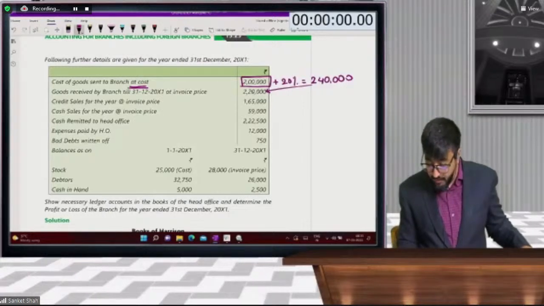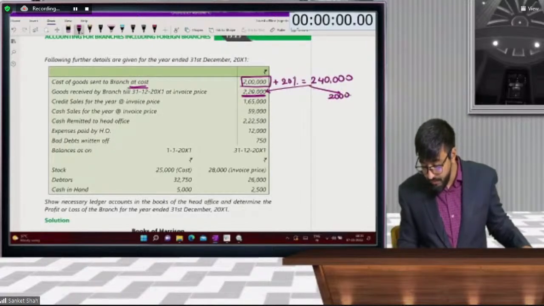2,40,000. Out of this, you received 2,20,000. So the remaining 20,000 is in transit.